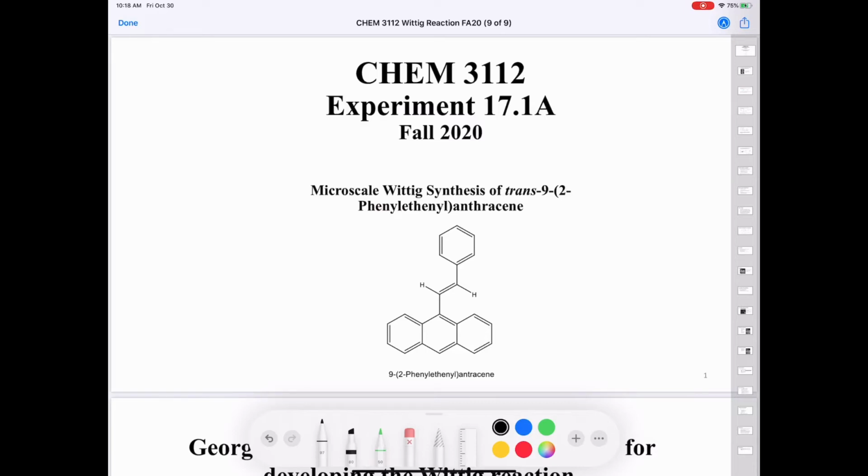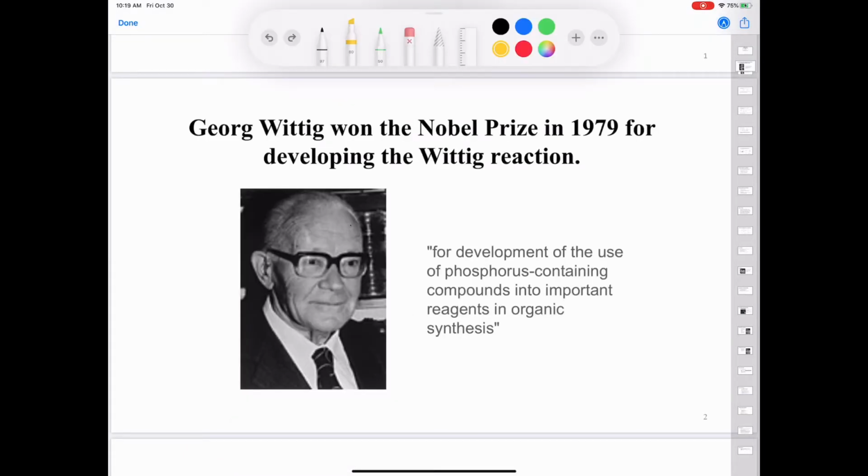Okay, Chemistry 3112, this is experiment 17.1a, the Microscale Wittig Synthesis of trans-9-(2-phenylethenyl)anthracene. The Wittig reaction is what we call a name reaction in organic chemistry, meaning it's named after a scientist who developed it. It's named after Georg Karl Wittig, and he won the Nobel Prize for this reaction in 1979. And a theme that you find in organic chemistry is a lot of Nobel Prizes have been won by organic chemists who develop new ways to make carbon-carbon bonds.